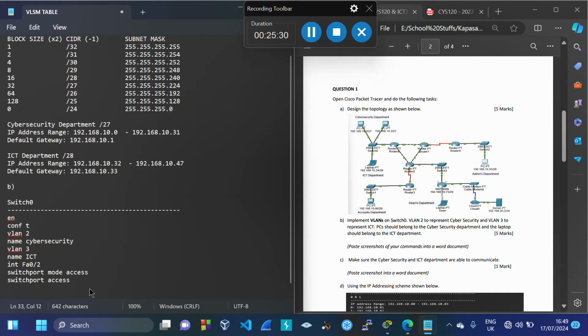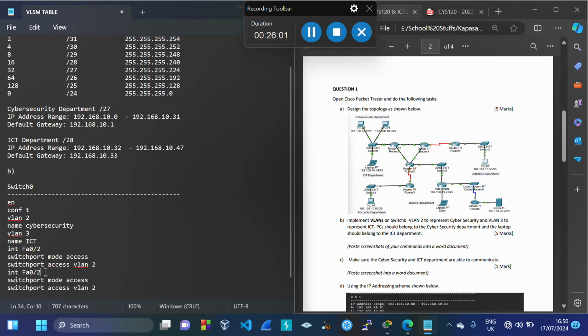Now since the mode was access, we need to make sure that it accesses VLAN 2, because VLAN 2 is cyber security. So we're saying this port should access cyber security, which is VLAN 2. This is what we are seeing. So this port, which is FA0/2, is accessing cyber security. But because we have another port, FA0/3, which is also accessing cyber security, I'll do that by copying these commands. Then we change the interface to /3.